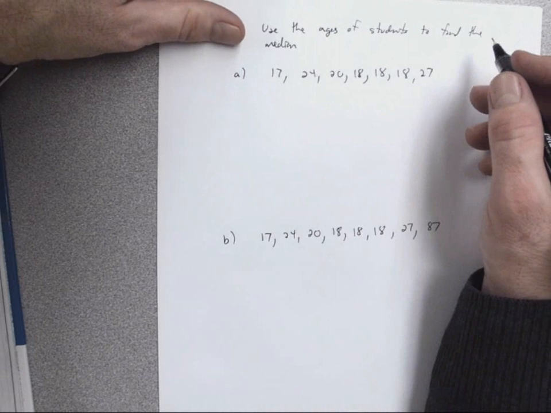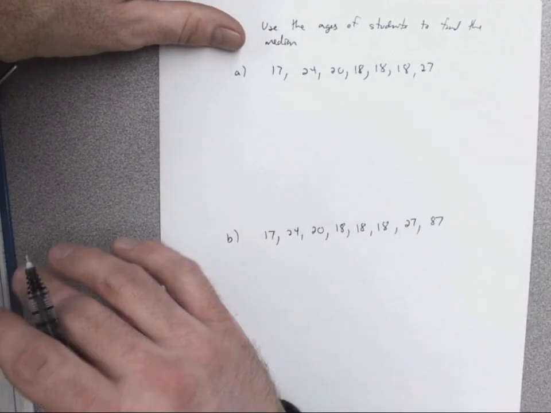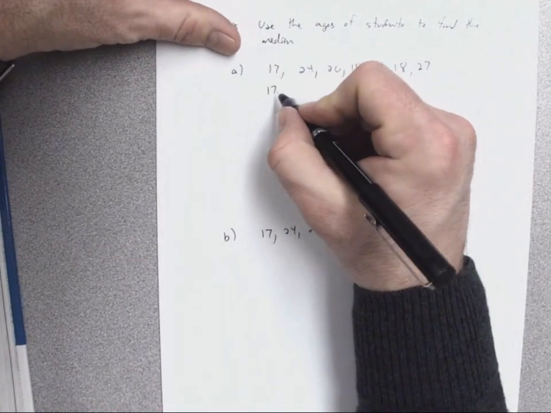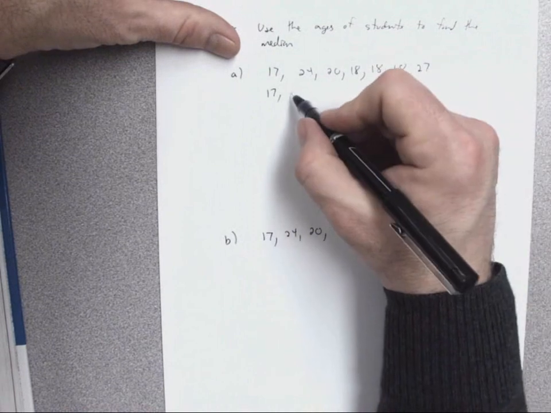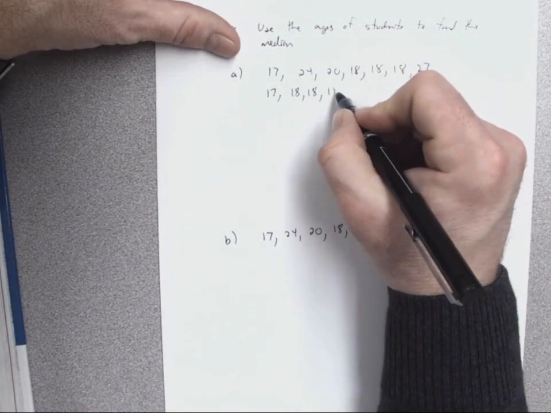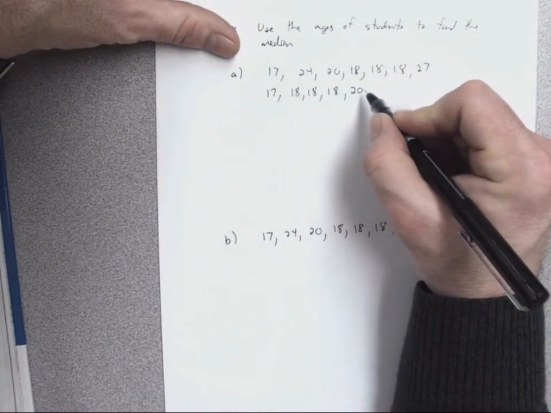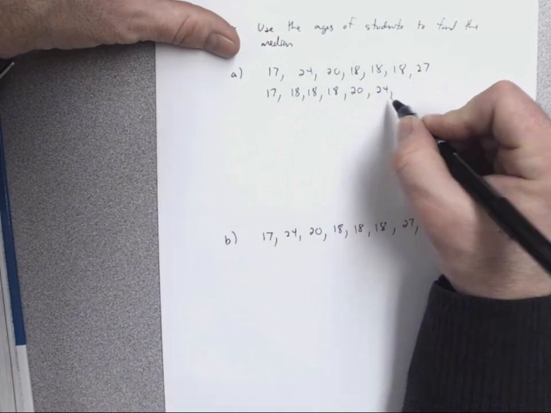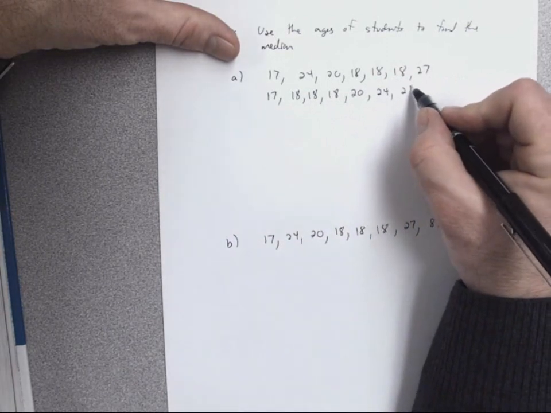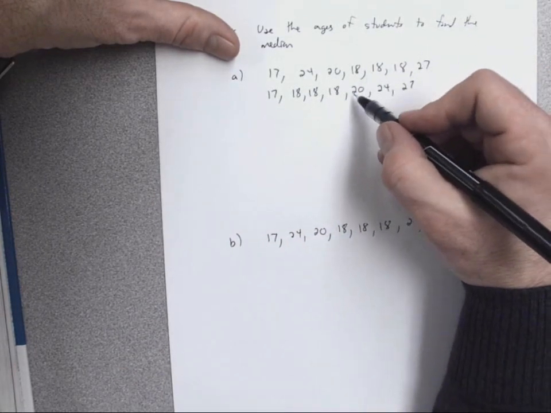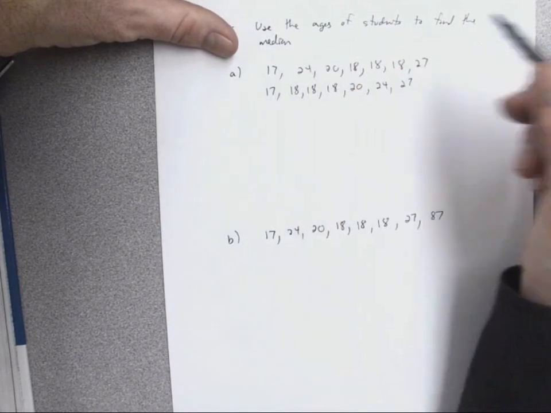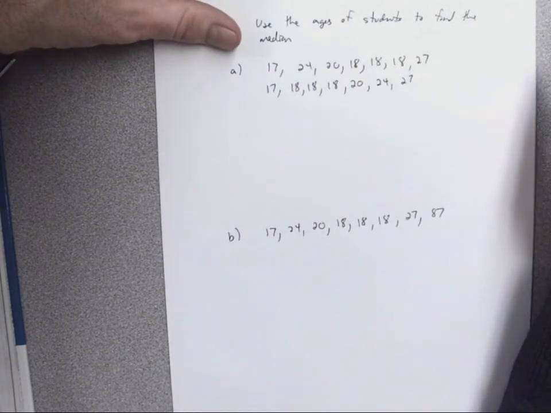Okay, so when I want to find the median, first I have to arrange them in ascending or descending order. So let's just do ascending. The smallest number is 17. The next one is 18, the next one is 18, the next one is 18. The next one would be 20. Next I have 24, and then next I have 27. Let's make sure I have the same numbers. 1, 2, 3, 4, 5, 6, 7. So I have the same amount of numbers, so I didn't mess that up.